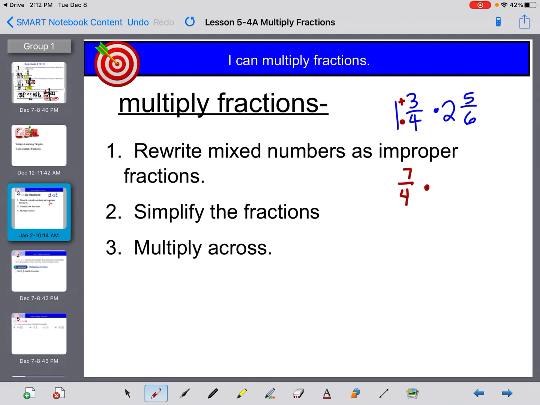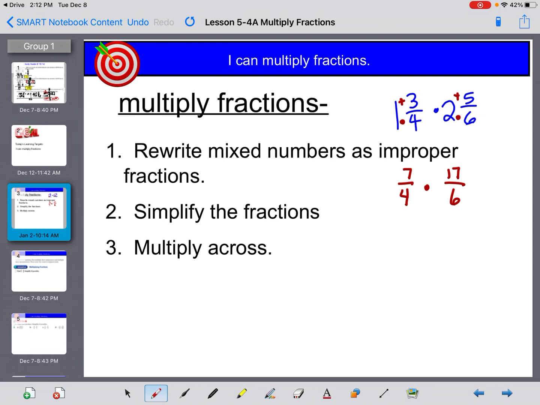Let's try it again. 2 and 5/6. I have 6 things in a whole group. I have 2 whole groups. 6 times 2 is 12. Plus, I have 5 in the last little group. So 12 plus 5 is 17/6. When I multiply this, I would simplify the fractions if I can.